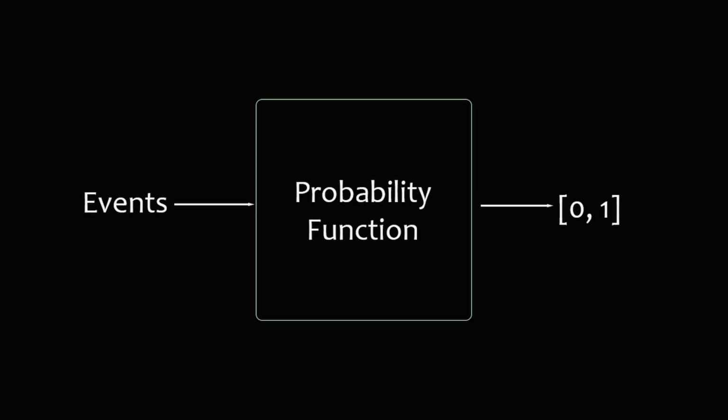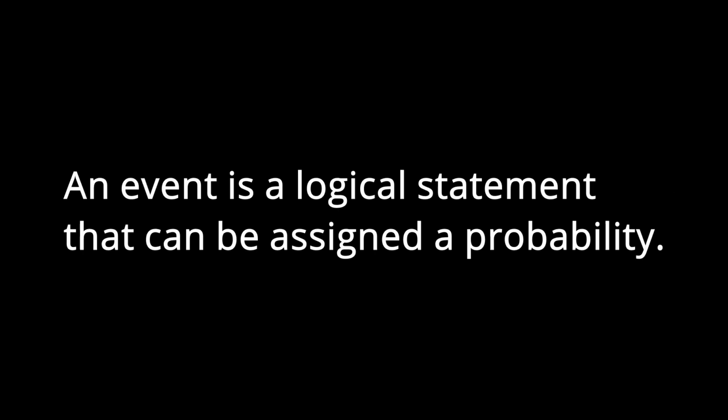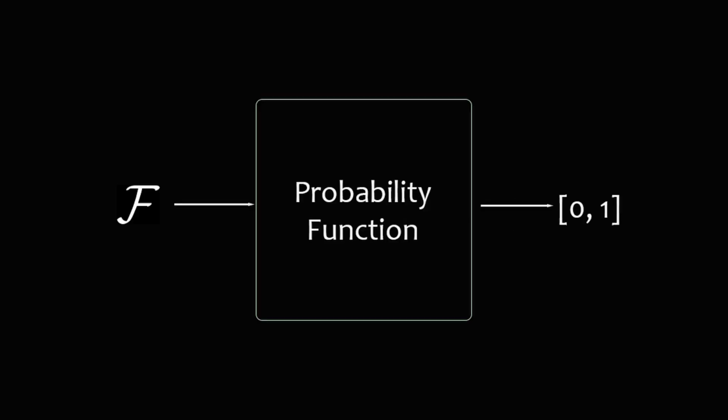Now, a probability function takes as input an event that might be true or false and returns a number from 0 up to 1 that gives information about the truth of the event. Consider how to make this notion precise. An event is just any logical statement that can be assigned a probability. Let script F denote the collection of all events. The goal is to make script F the domain of our probability function. That is to say, the elements of script F will be the possible inputs to the probability function.